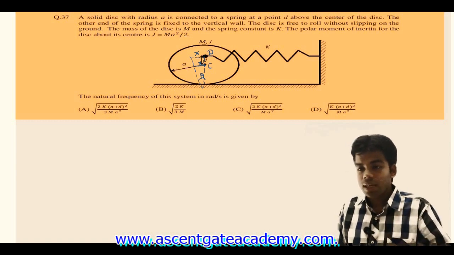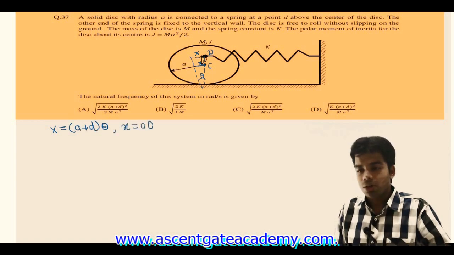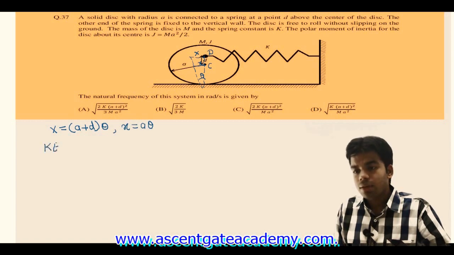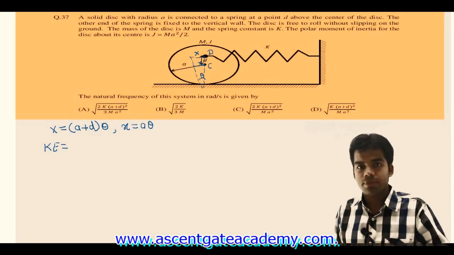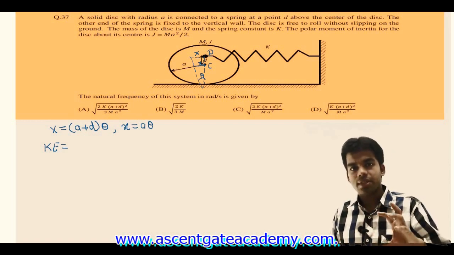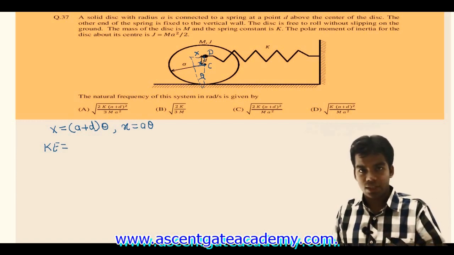And what will be the difference? Capital X will be equal to (a plus d) into theta, since arc is equal to angle into radius, and small x will be equal to a into theta. Getting the difference? Now, first is kinetic energy. Total kinetic energy will be the linear kinetic energy as well as the rotational kinetic energy of the disc. The disc is rotating, so it has some rotational kinetic energy, as well as translating in the linear direction, so it will have a linear kinetic energy as well.